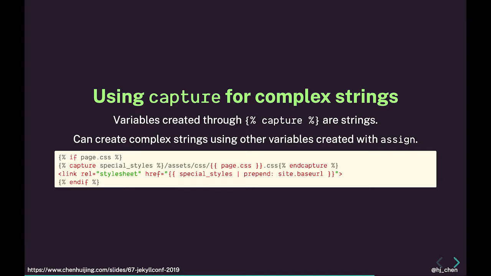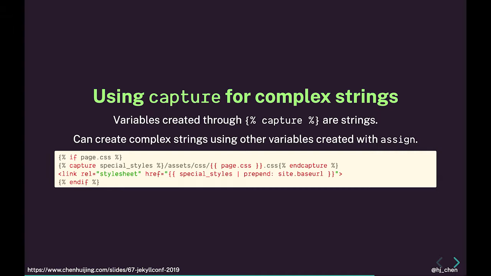And finally, let's talk about capture. So again, capture, like assign, is used to create custom variables in Jekyll. With assign, you can wrap a variable in quotations to save it as a string. For capture, it will take all the content between the tags, then assign it to the variable. So it might appear that it's just this minor syntax difference, right?